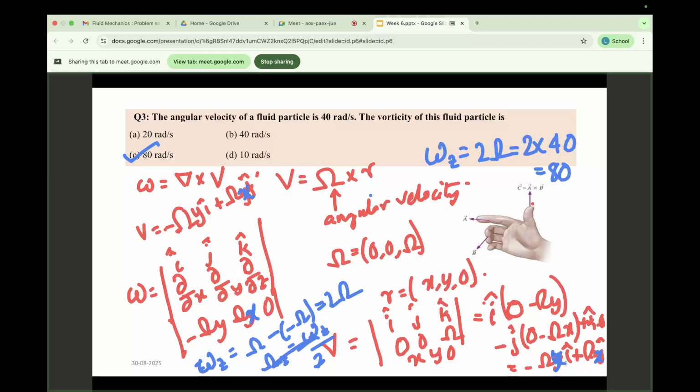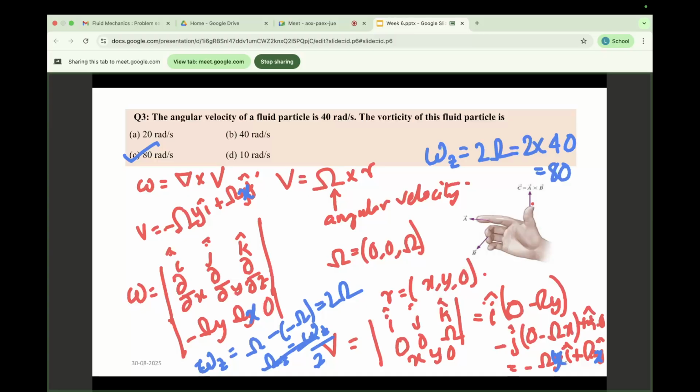So that is in z direction, and the r vector also, since a particle has angular velocity in z direction, its position should be in the xy plane, because it is rotating along the z direction. The particle should be in the xy plane, then only it will be able to rotate in the z direction. So that's why r is taken as x comma y comma 0.